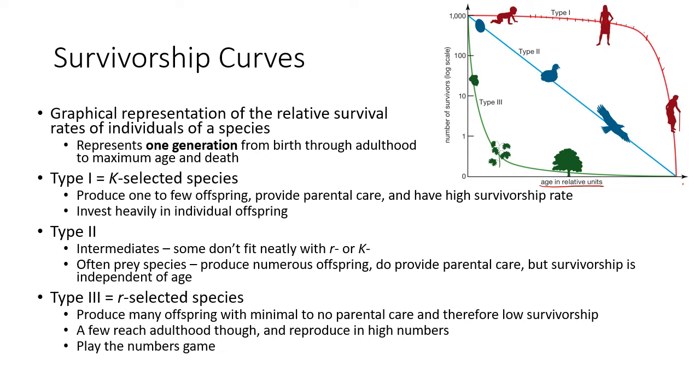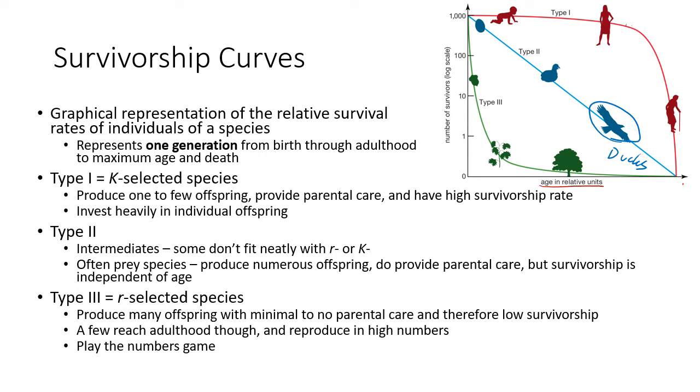We could do the same thing with our type 2. Let's say that we have, instead of this bird, which looks more like an osprey or an eagle or a hawk or something, let's say we have ducks. Ducks are a good example of a type 2 curve. They provide quite a bit of parental care. They're still what I would probably classify as a K strategist, but you're on that border there of exceptions to the rule. But they will display a type 2 curve.